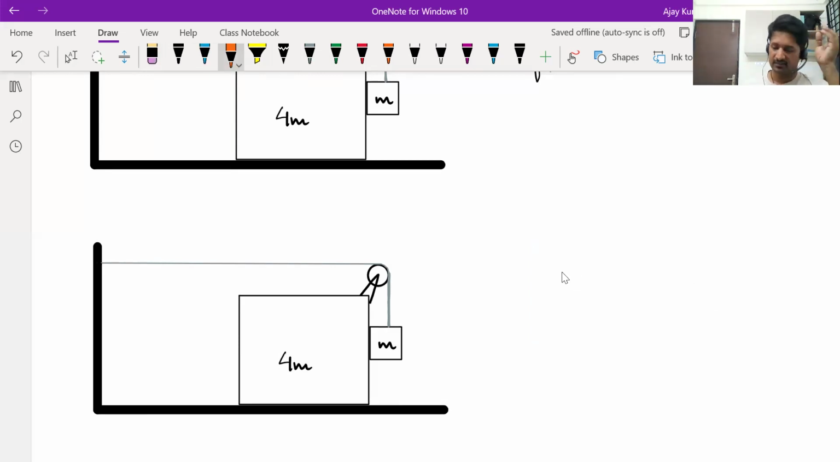Okay. We'll consider normal also. You will see that normal becomes 0, or you should not consider normal in this case. You'll understand. So on the small block, its weight will be acting. And because there is a string connected, definitely tension will be generated in that string.